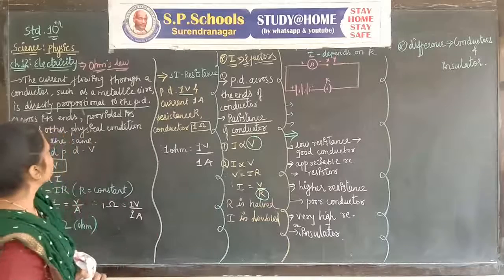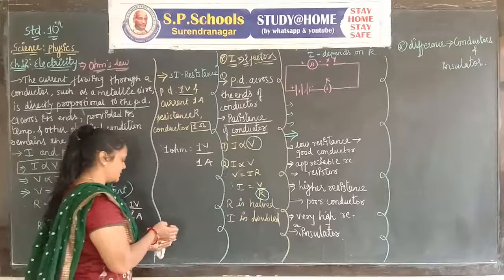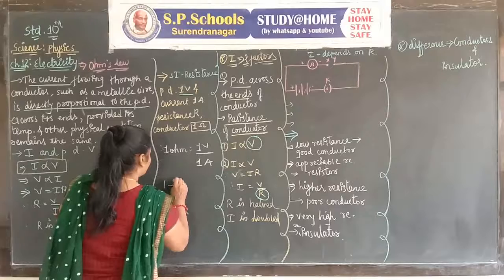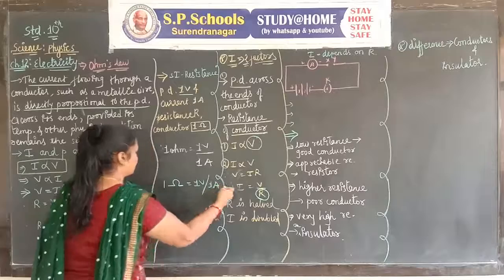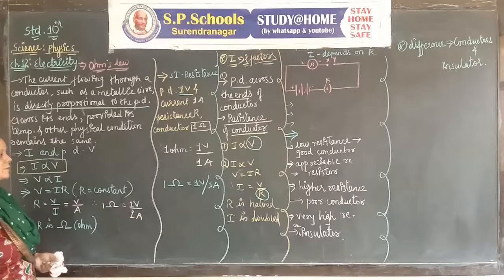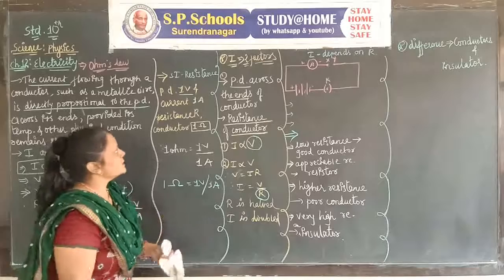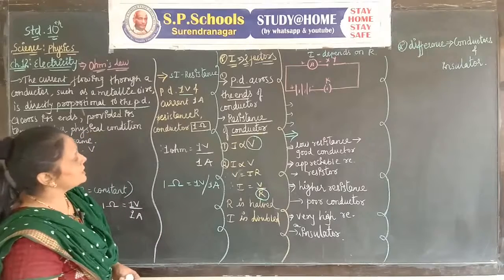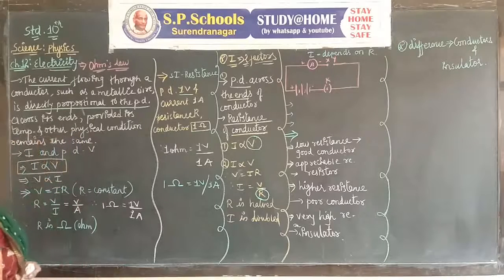The first question is, write Ohm's law, give the definition of resistance and find the SI unit of resistance. Here we write 1 ohm is equal to 1 volt per 1 ampere. SI unit is omega is equal to 1 volt per 1 ampere. The second question is, the electric current of a conductor depends on which factors?